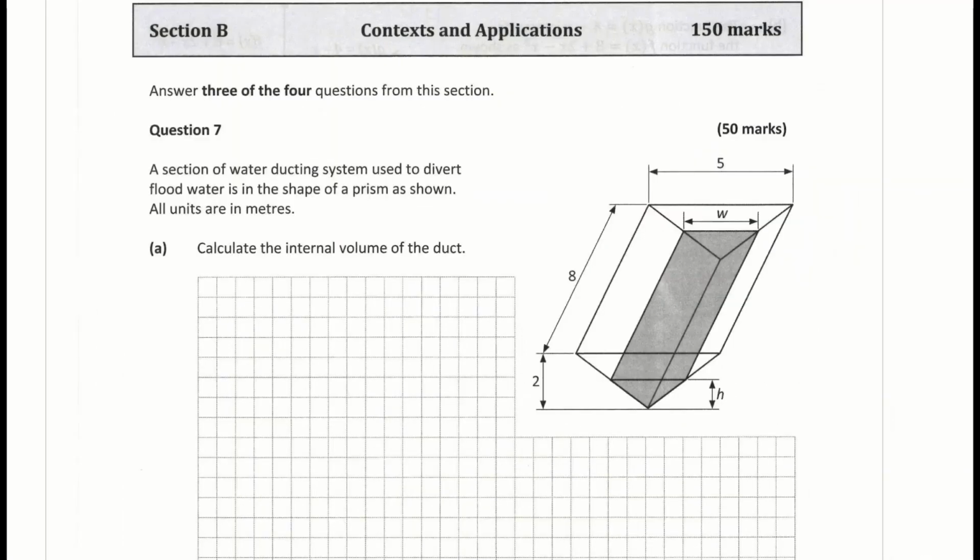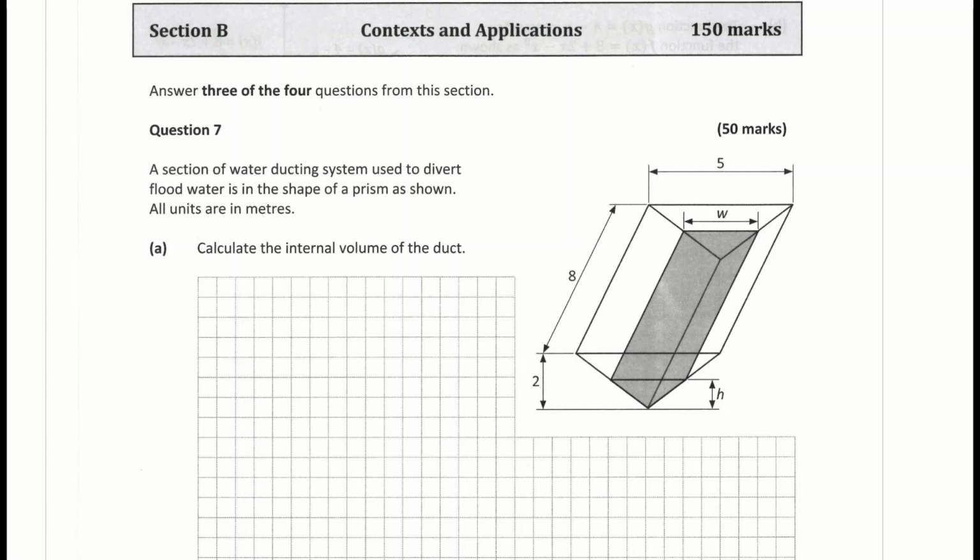So we're on now to section B, the context and applications. So question 7 is worth 50 marks. So we have a section of water ducting system used to divert flood water in the shape of a prism. Calculate the internal volume of the duct.